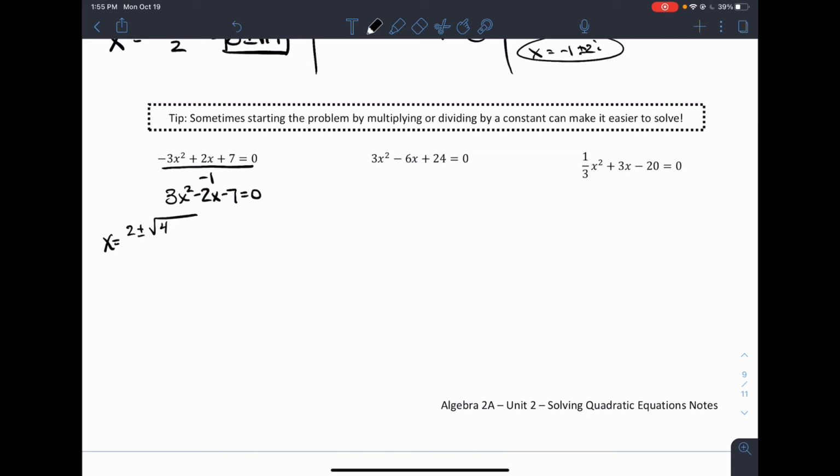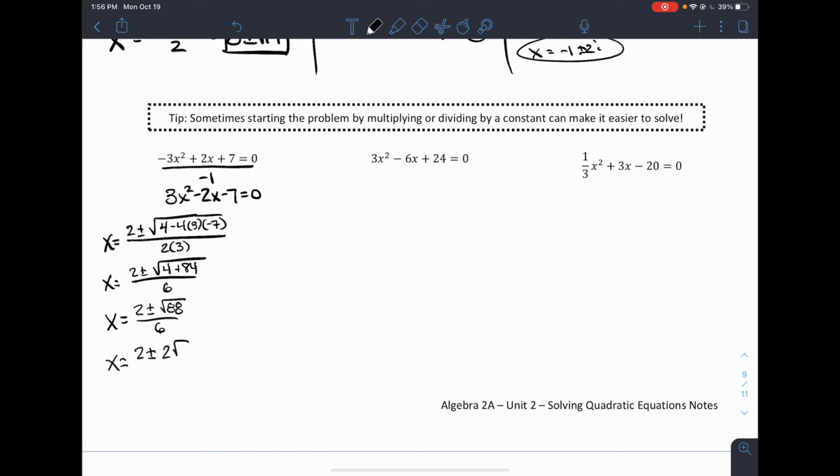x equals 2 plus or minus the square root of 4 minus 4 times 3 times negative 7, all over 2 times 3. x equals 2 plus or minus the square root of 4 plus 12 times 7 is 84, all over 6. x would equal 2 plus or minus the square root of 88 over 6. Radical 88, I can simplify that to, if I take the 4 out, 2 radical 11 over 6. I can take a common factor of 2 out of here. So that'll give me 1 plus or minus radical 11 over 3.